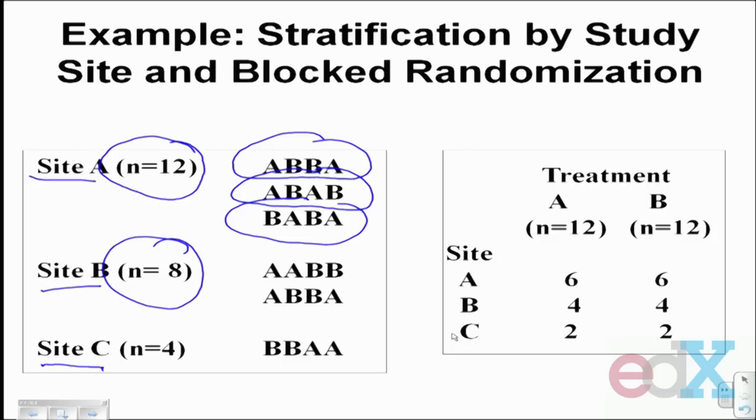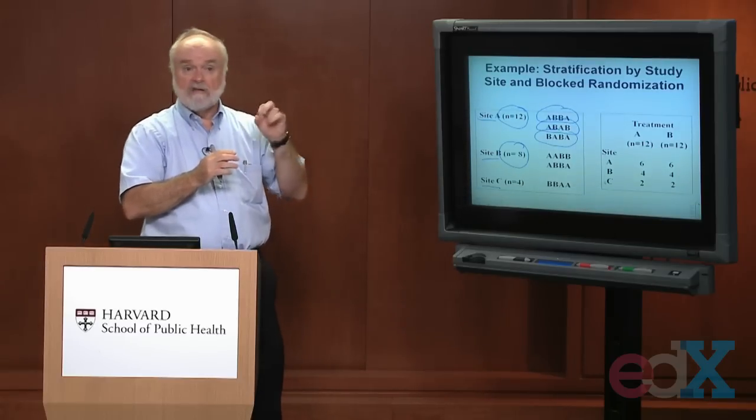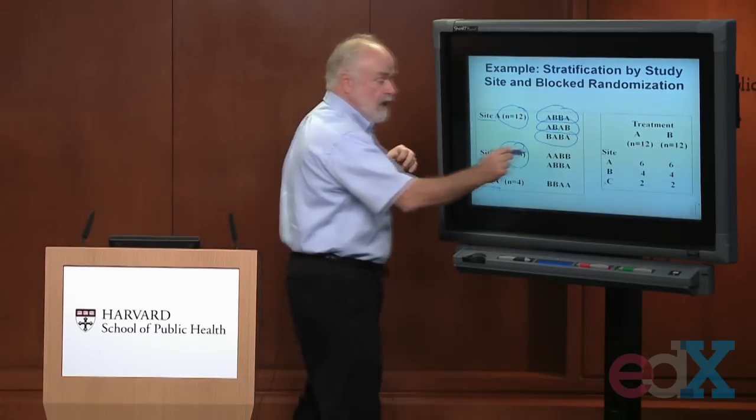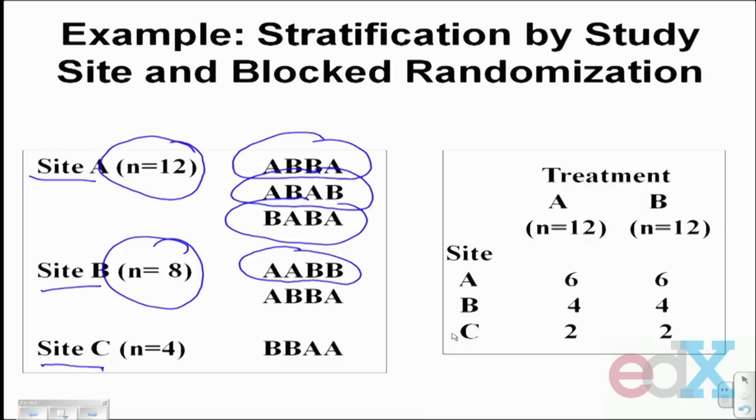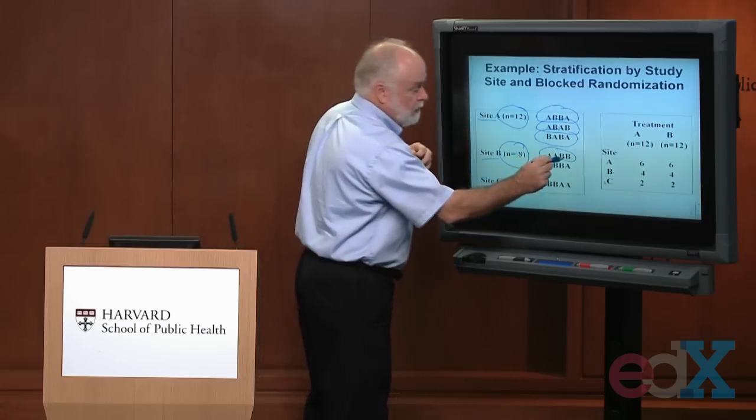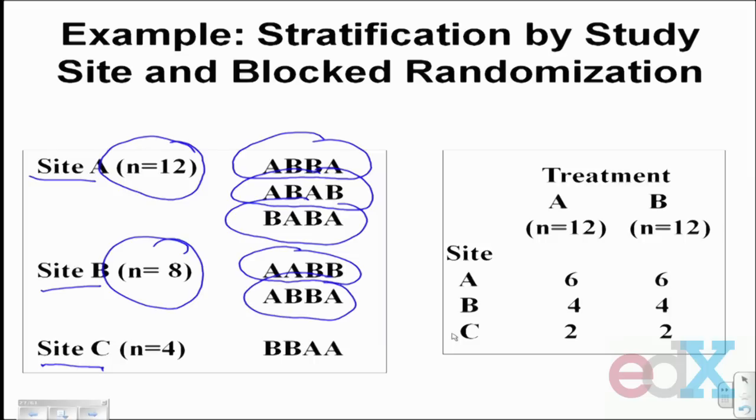For hospital number 2, Hospital B, let's suppose I have 8 patients enrolled from that hospital. Again, I'm going to use block randomization separately within that hospital. I'm going to pick one of those 6 sequences at random, and let's suppose it's AABB. That's how the first 4 people from Hospital B are assigned. The next 4 are assigned with ABAB. And then finally, if Hospital C only has 4 people, let's suppose they're assigned by BBAA. That's what happens separately within each hospital.